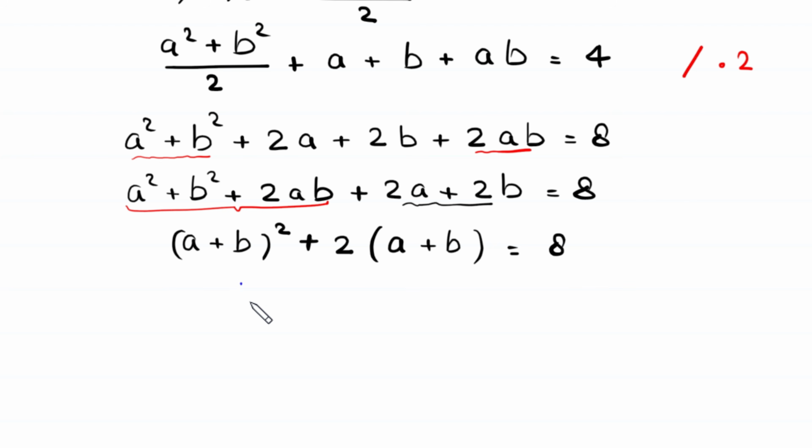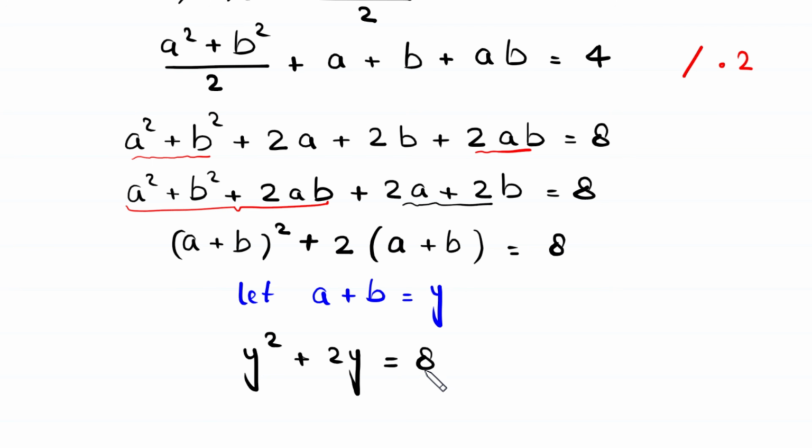Now we suppose that let a plus b is equal to y. So this equation will become y squared plus 2 times y equal to 8. Move this 8 to the left hand side. This will become y squared plus 2 times y minus 8 equal to 0.